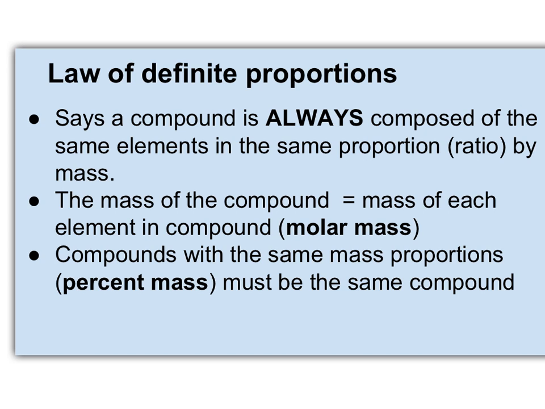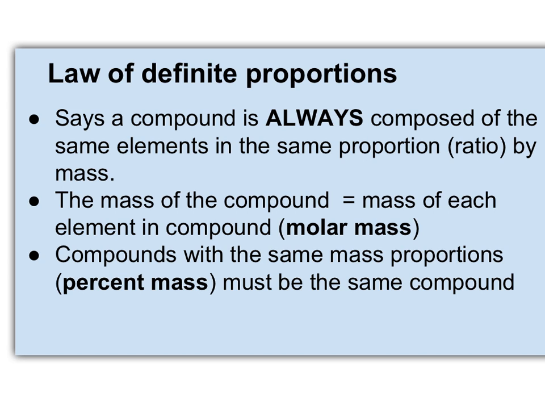Welcome. This video is going to talk about something called the law of definite proportions, which is a little bit different than the law of multiple proportions. The law of definite proportions says a compound is always composed of the same elements in the same proportion or ratio by mass. So this means the mass of the compound is going to equal the mass of each element in the compound added together, or what we call the molar mass.